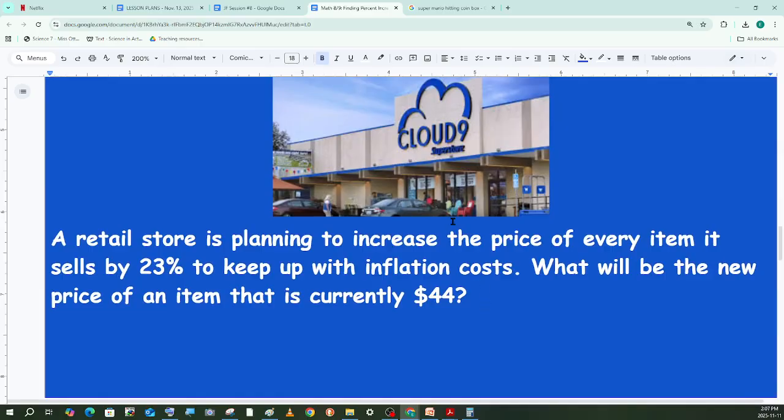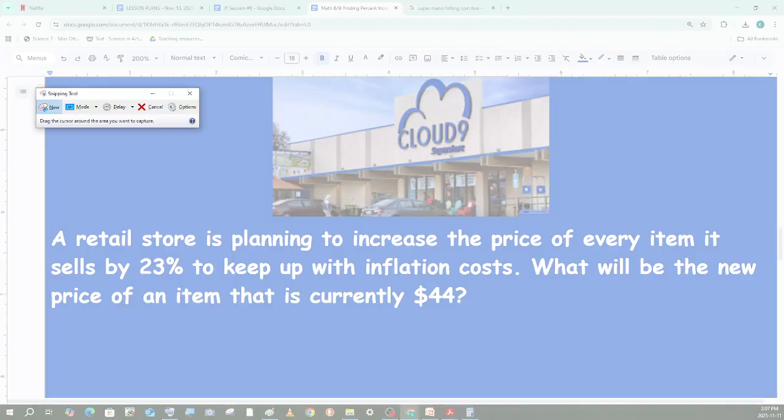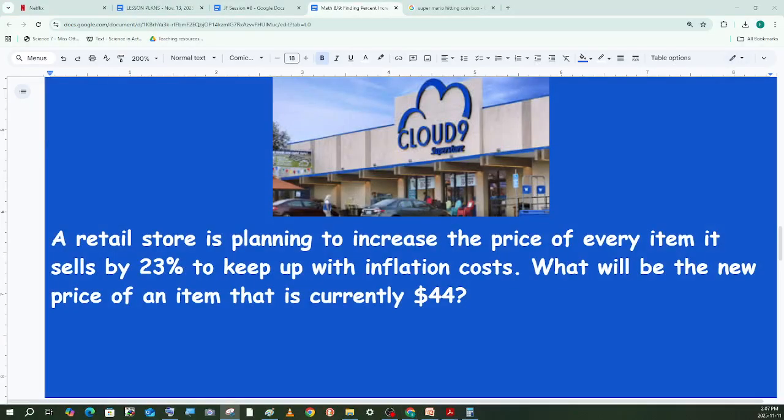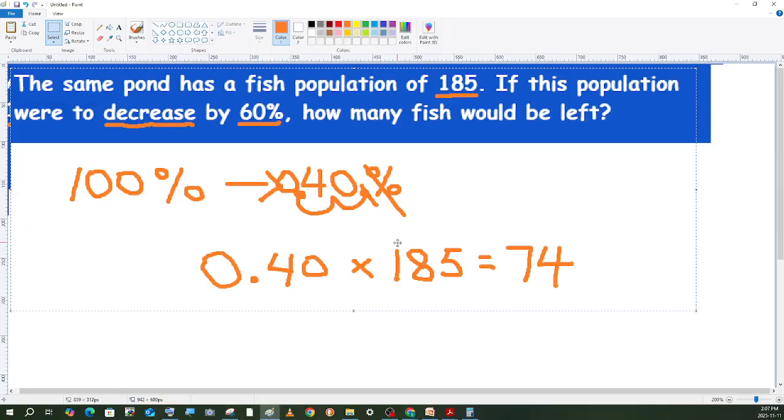All right, so we have a lovely picture there of Cloud9 Superstore and a question that says, a retail store is planning to increase the price of every item it sells by 23% to keep up with inflation costs. What will be the new price of an item that is currently $44? Oh boy, that's not as fun of a question, but let's go ahead and try it. Let's go back into Paint here, copy the question, and find the solution.